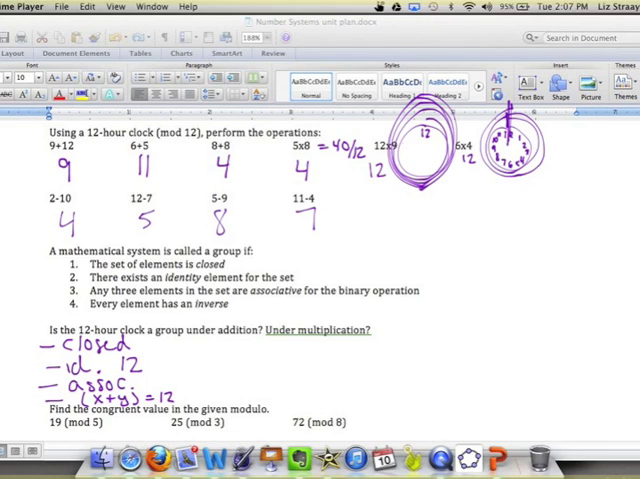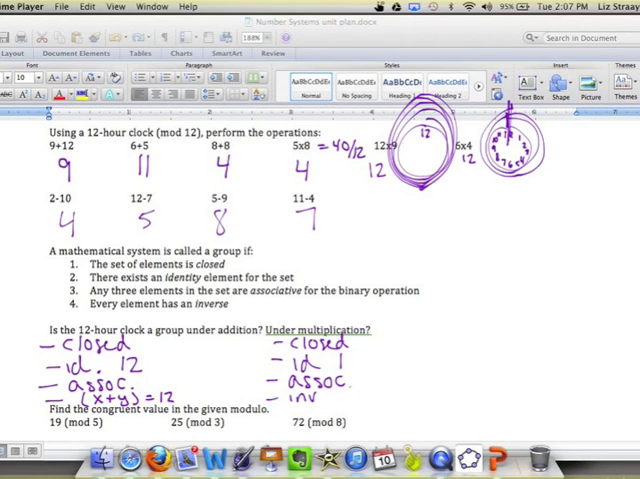Okay. So if we think about multiplication, it's still closed. We're still not getting any numbers that aren't on the clock. Is there something I can multiply by that will always give me the same answer back? 1. Right? We can always multiply something by 1. Multiplying by 1 doesn't change what a number is. Once again, it is associative, proving it's a little bit difficult, but we can move those parentheses around.